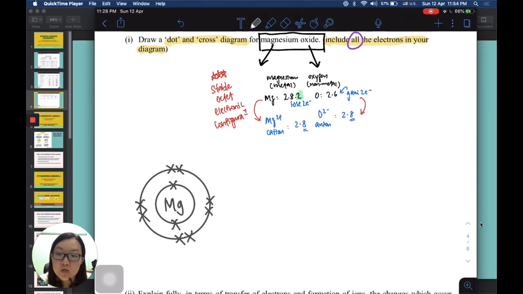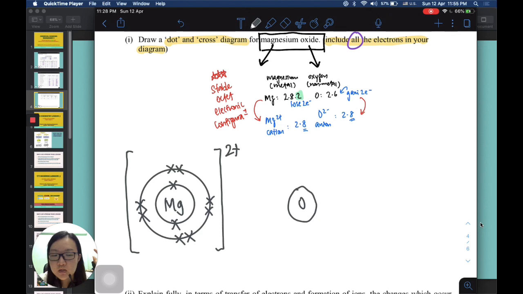So we are drawing the cation. Take note that we need to put in the square bracket, and then the charge we put at the top right hand corner, 2 plus. So that's done. Cation's done. Now we do the anion. Oxygen, write the chemical symbol, draw the first shell.